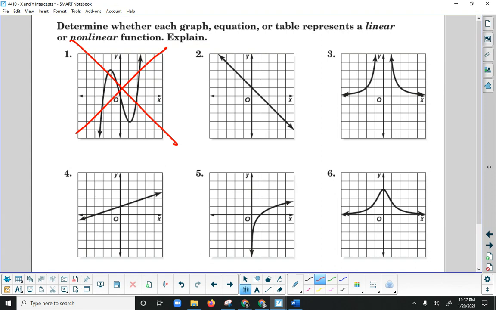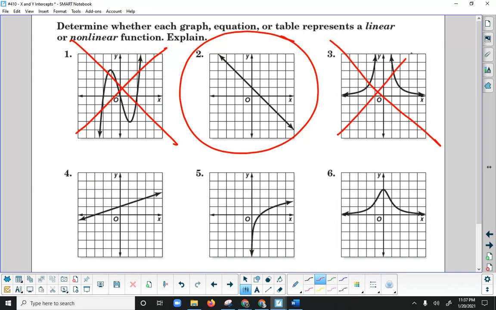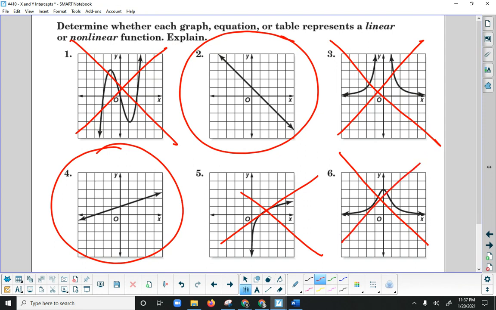Graph number 2 is a continuously straight line. That's linear. Graph number 3 are two partial curves. Non-linear. Graph number 4 is a positively increasing from left to right linear graph. Continuously straight line. Number 5 and 6 both have either a change in direction or a curve. That makes them non-linear.